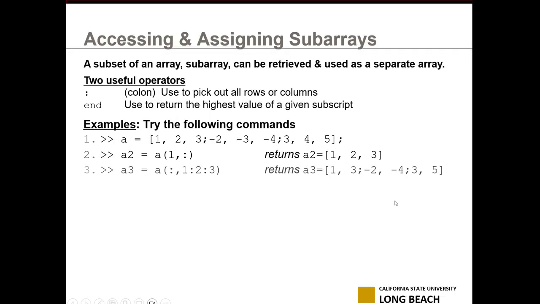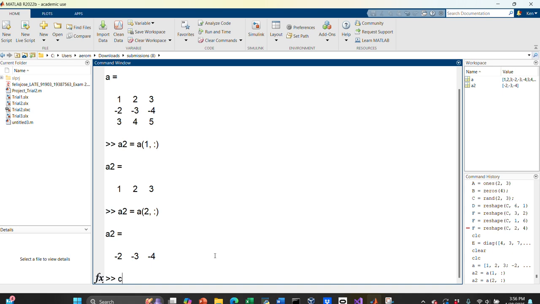Let's look at the next one. This one's a little bit trickier now. Now we're using the colon to get all the rows or columns. In this case, we want all the rows. But now we're using the first, increment, last, which means we're starting at 1, ending at 3 in increments of 2. Okay, let's try this now.